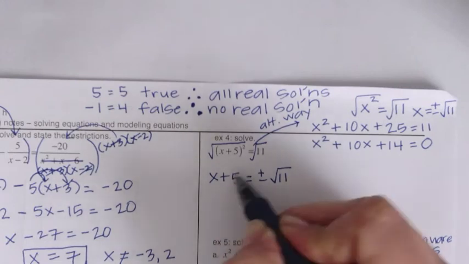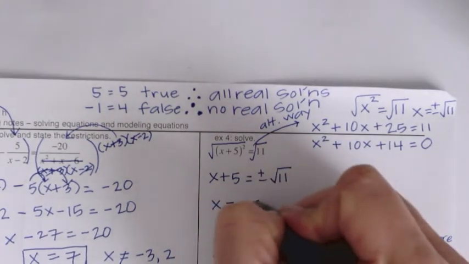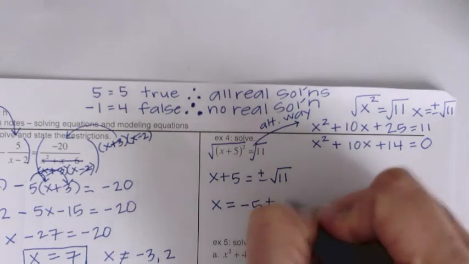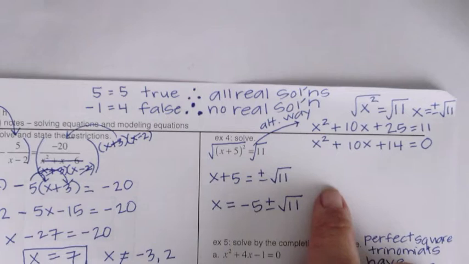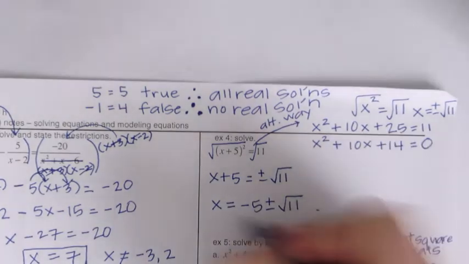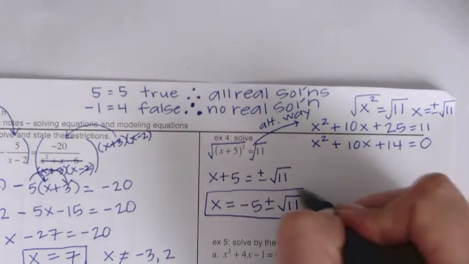But in this problem right here, I haven't solved for x yet, so I'm going to subtract 5 from both sides, and it's just proper form usually to put the negative 5 in front instead of the end. And I can't simplify that anymore. So there are my 2 solutions.